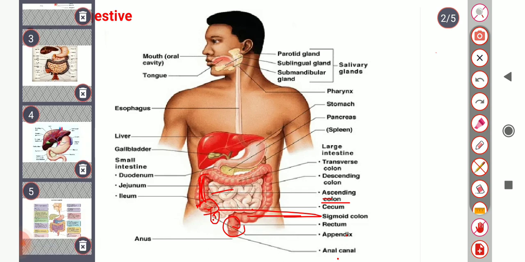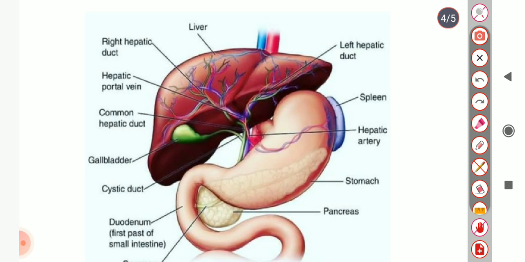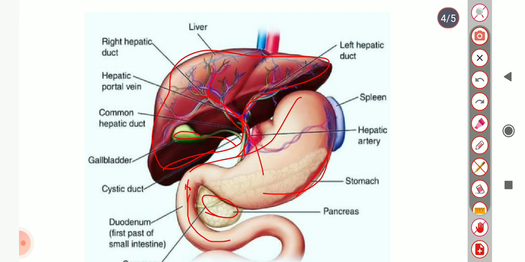Let's come to its function. This is a larger diagram of the stomach. You can see the duodenum, which is a part of the small intestine. This is the pancreas. These are the small intestine, and this larger portion is the liver. Inside the liver, the gallbladder is connected, and these are the hepatic portal veins. In our upcoming lecture, we will understand the detailed structure of the liver and gallbladder.